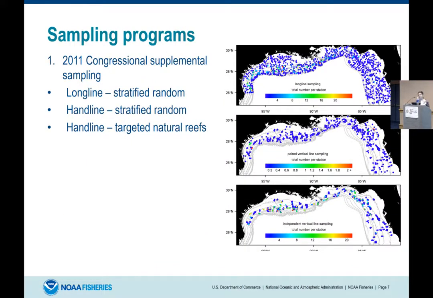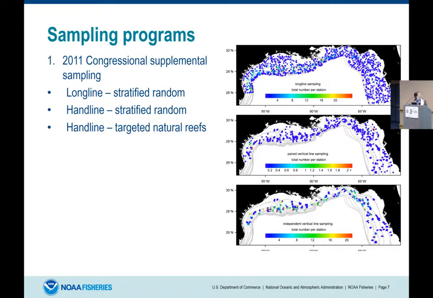Okay, I'll go into a little bit more detail on the sampling programs. Again, this is the 2011 Congressional supplemental sampling that we used. And these are the actual locations of the samples. As you can see, they're quite numerous, in the thousands, and they cover the entire northern Gulf of Mexico. This is the longline sampling. The color map here is the total number per station. This is just the raw data plotted in space. There was paired vertical line sampling, so there was vertical line paired with the longline sampling, and then there was independent vertical line sampling.